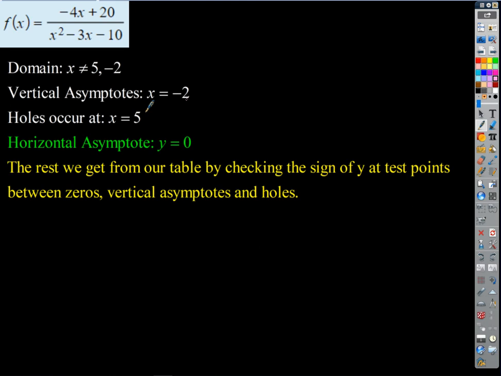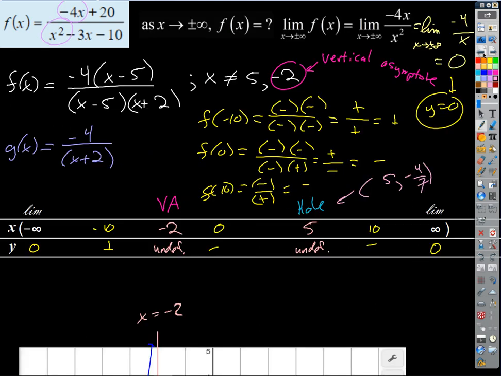And we know our domain, right? We excluded those values from our domain. And I guess that's all, I mean, that's a lot of stuff, right? And then the rest of the stuff that we got, we found by checking the signs of the function of y, or f of x, or whatever you want to call it, between all the important points. But this time, there's a little more to it than just the x-intercepts.